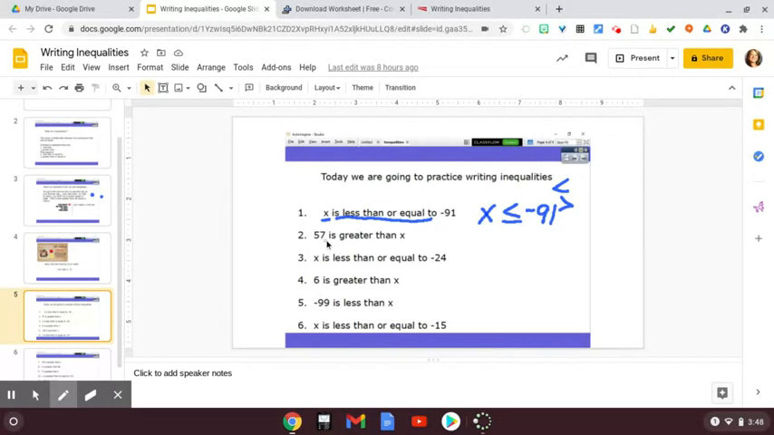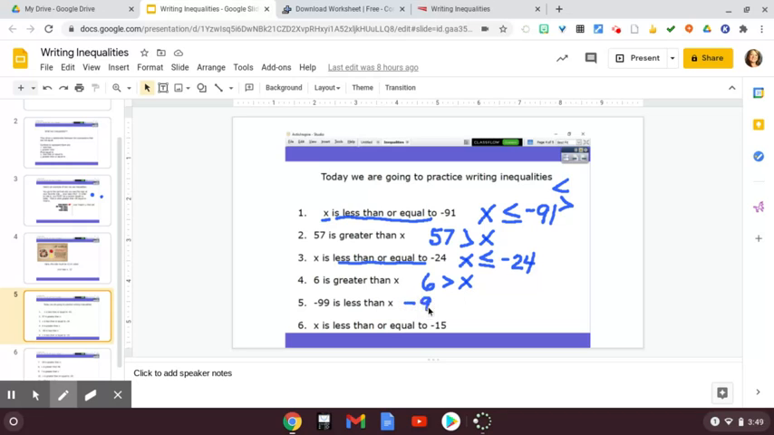Number 2, it says 57 is greater than x. So you write out your 57. That's our first number. Greater than x. Pretty easy. Number 3, x less than or equal to. So here's our less than or equal to symbol. Negative 24. Number 4, 6 is greater than x. So 6 has got to be bigger than x. So x must be 5 or maybe 5.9 or even 0.